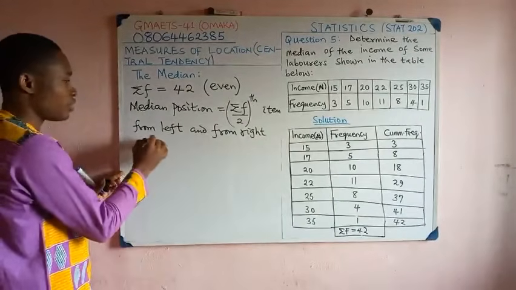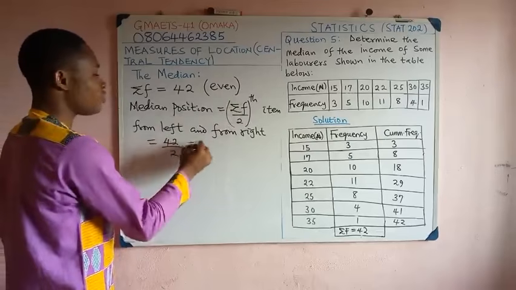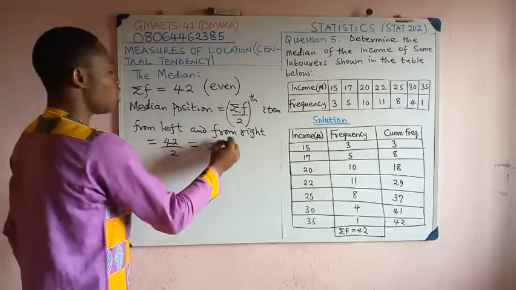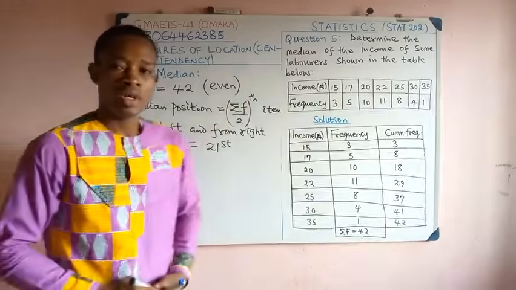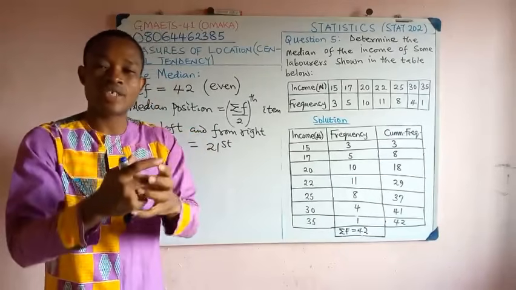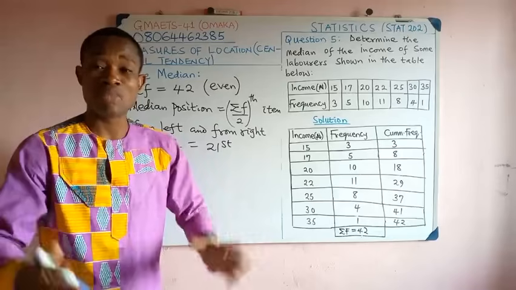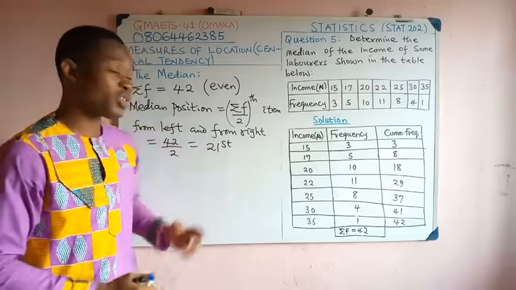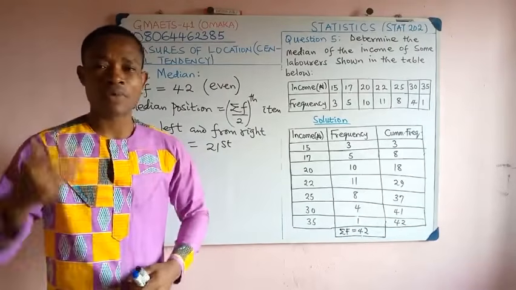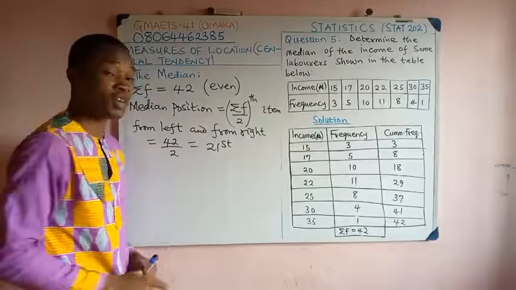The median position now is going to be equal to, summation F is 42, so we're going to divide it by 2, and if you do that, you'll get 21. So the 21st position, okay, the income occupying that position is what we are going to add the two of them and divide by 2 to get the average, which is now our median. But now what do we do with this 21st position? Because you know what we've done from the previous question, pick your pen and your book and then listen as I tell you what to do with this 21st position.